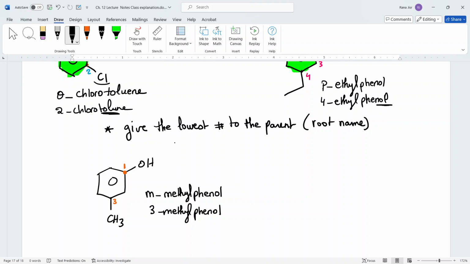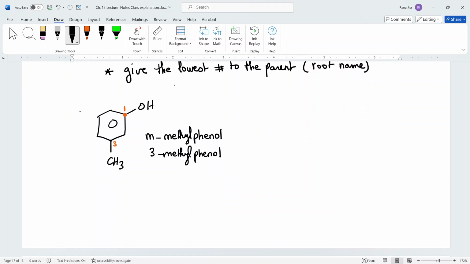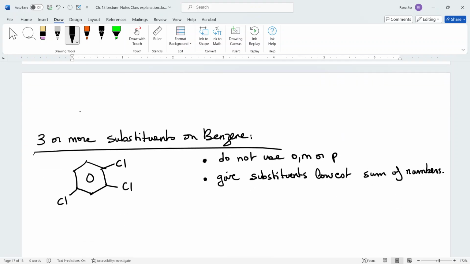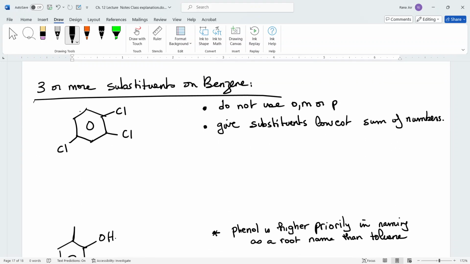Any one of those, and both of them is going to be right. Okay, now with 3 or more substituents, you cannot use ortho, meta or para. Ortho, meta and para are just for 2 substituents. So with 3 substituents, please don't use ortho, meta and para. You have to name in a way that gives the lowest sum of numbers. Your substituents need to get the lowest numbers possible.